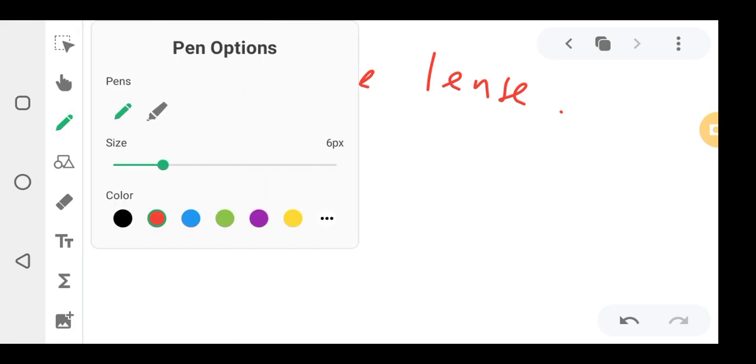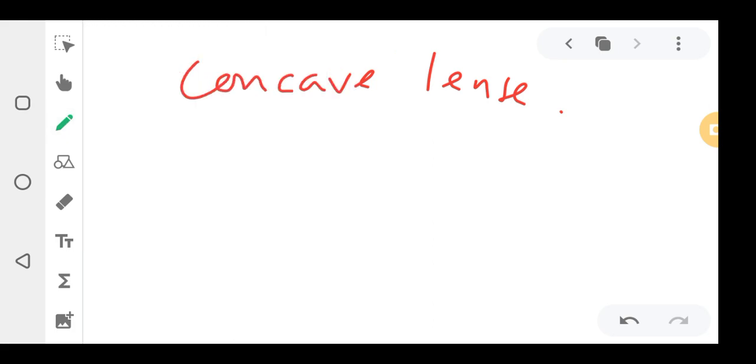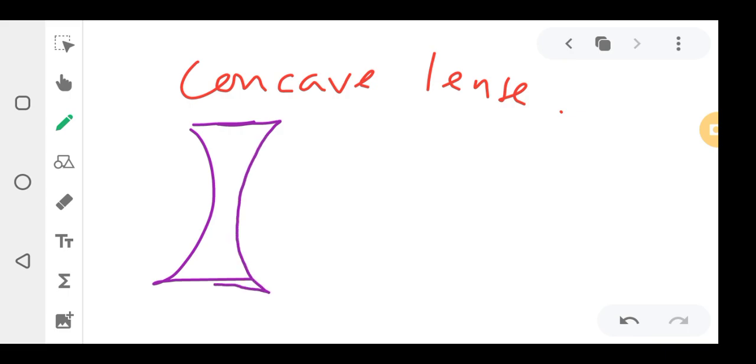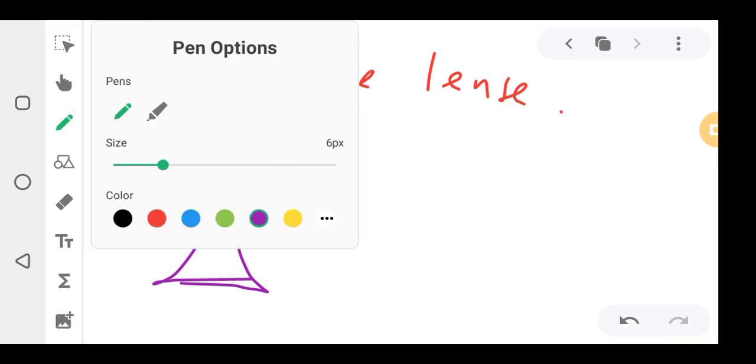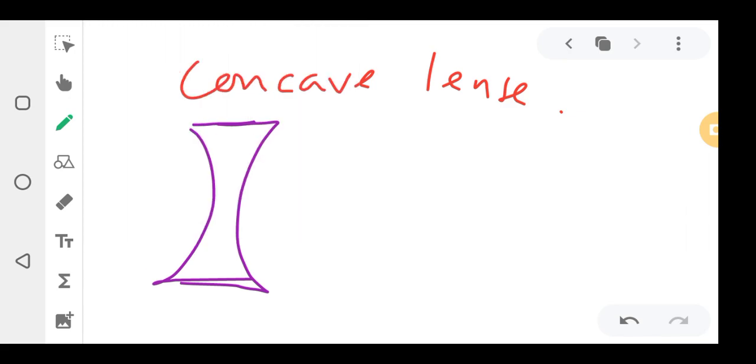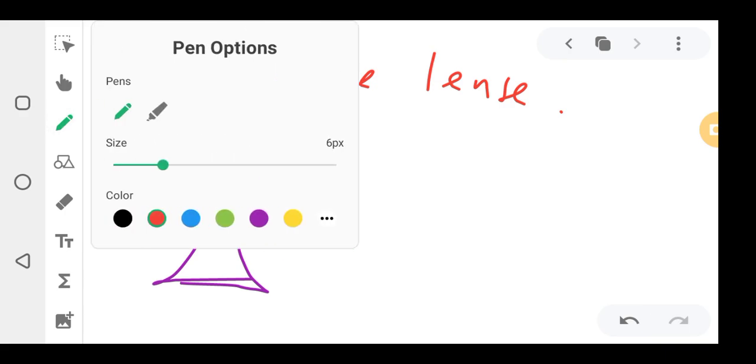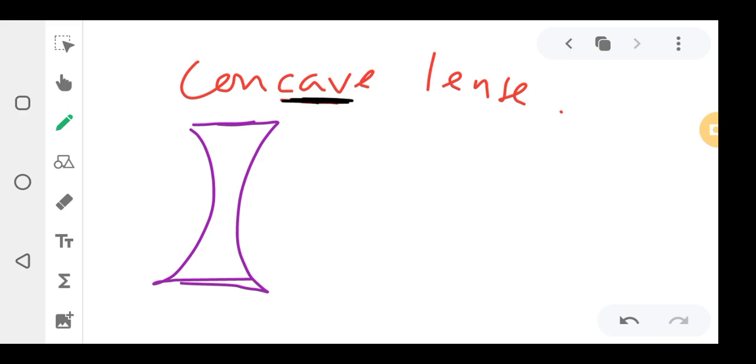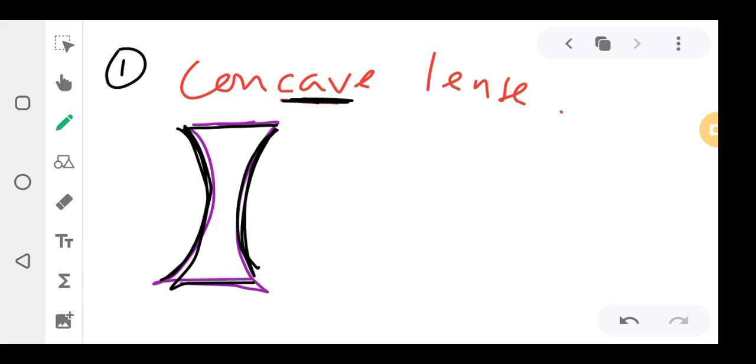First I'll draw a concave lens as a diagram. How does a concave lens look as a diagram? It looks simple. It looks like this. This is the way a concave lens looks. You can even hear the name concave. It looks like a cave. That's why this side looks as if it's caving in like this. Even this side is concave. So basically that's how it looks. This is the first one. Drawing the second one.